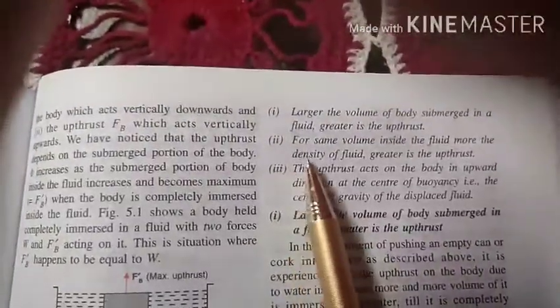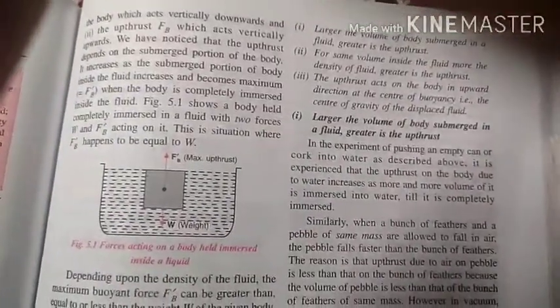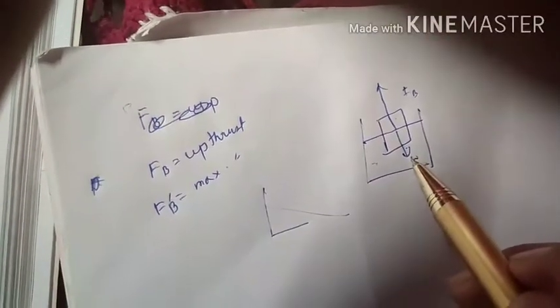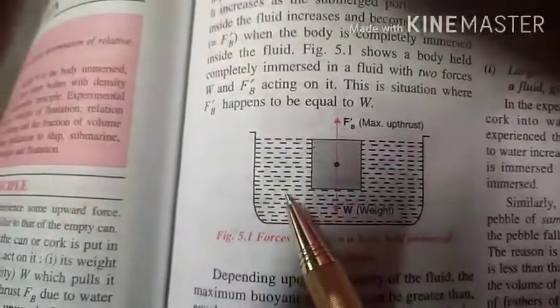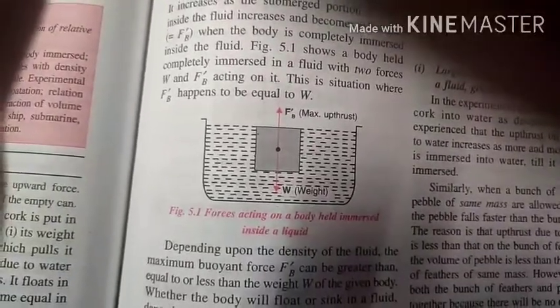The second characteristic: for the same volume inside the fluid, the more the density of the fluid, the greater is the upthrust. Let's say we have two fluids, one is water and another is glycerin. The glycerin density is more than the water. So greater the density of the liquid, greater will be the upthrust.